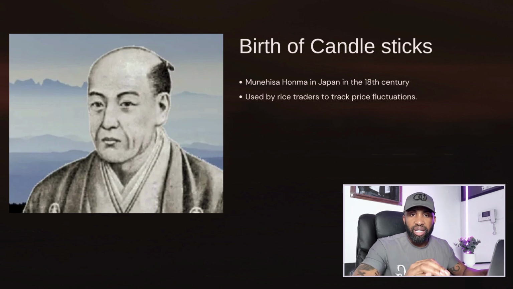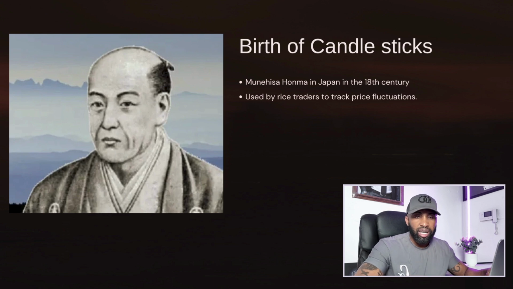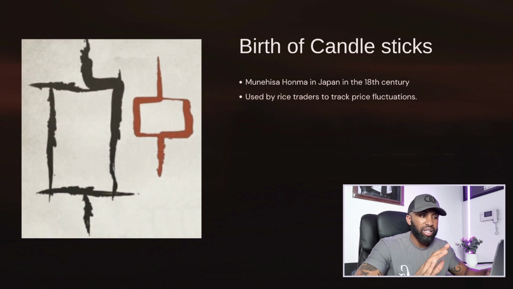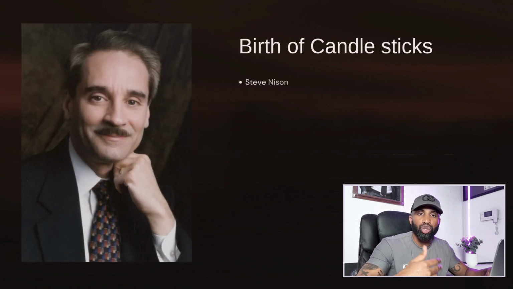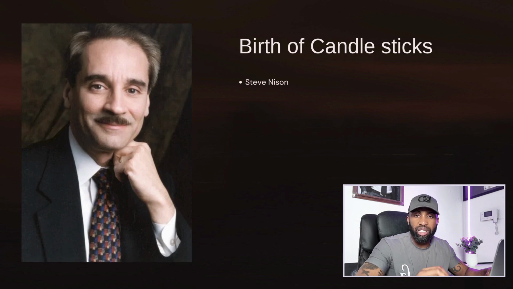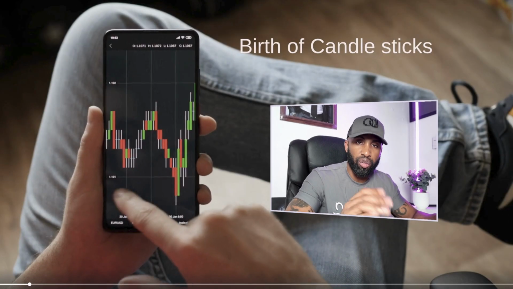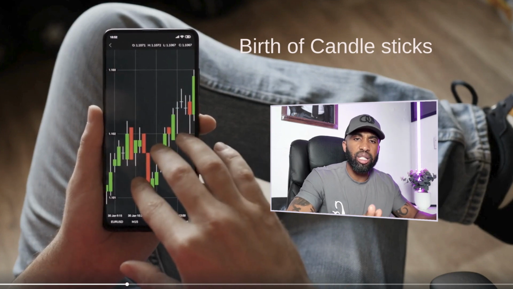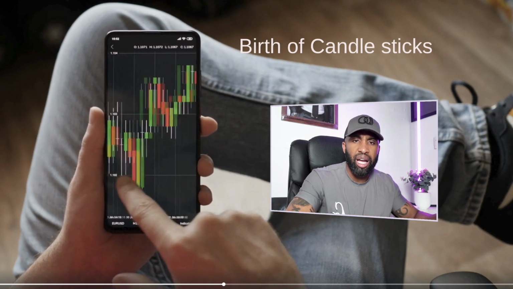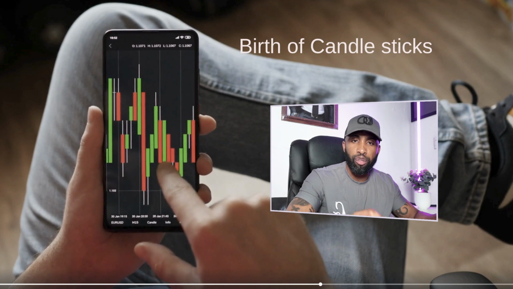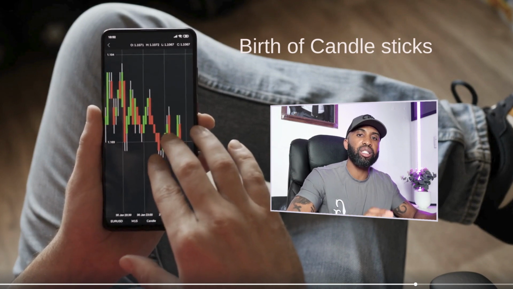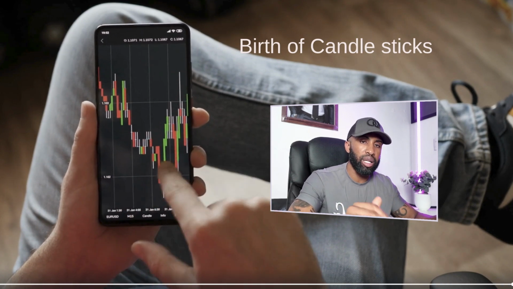Candlesticks were initially used by rice traders to track price fluctuations. In the 19th century, candlestick charting gained popularity in the West through the work of Steve Nielsen, who introduced the technique to English-speaking traders in the 1990s. And today, in the 21st century, candlestick charting is a widely adopted and recognized method of technical analysis used by traders globally.